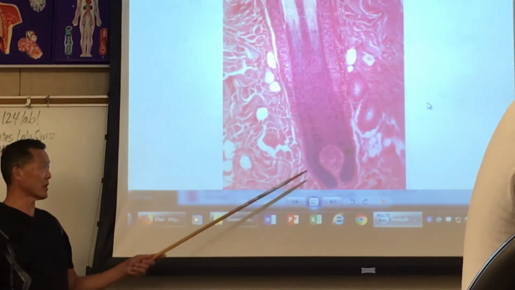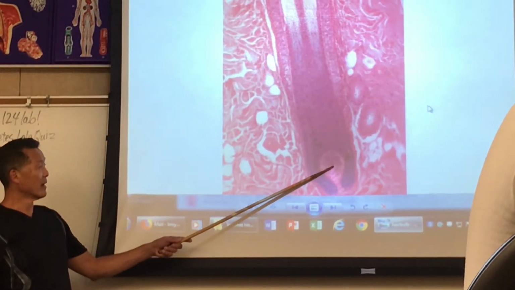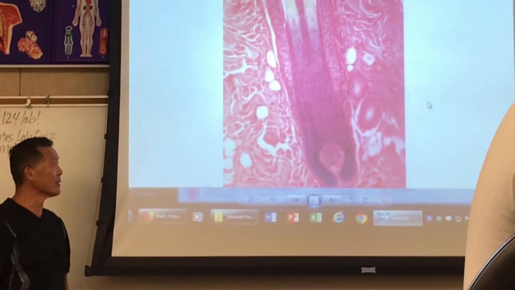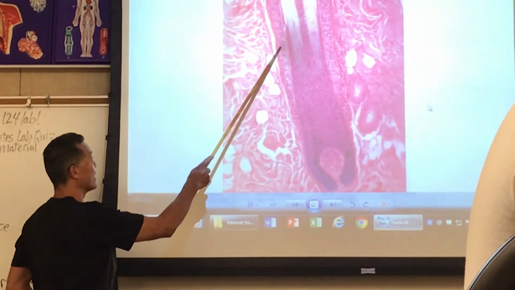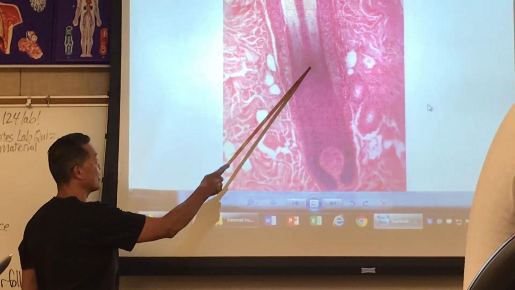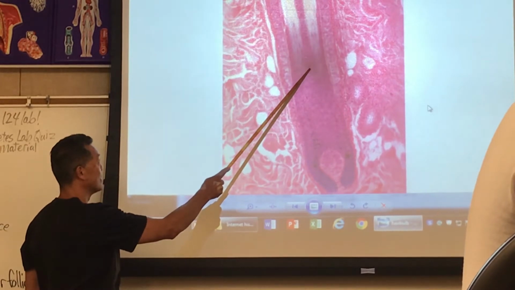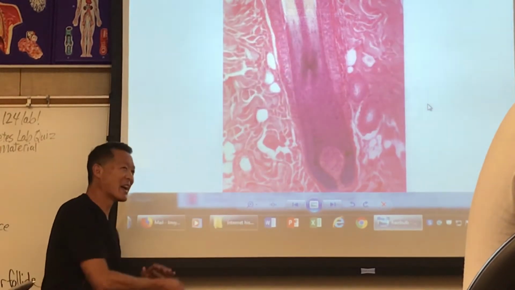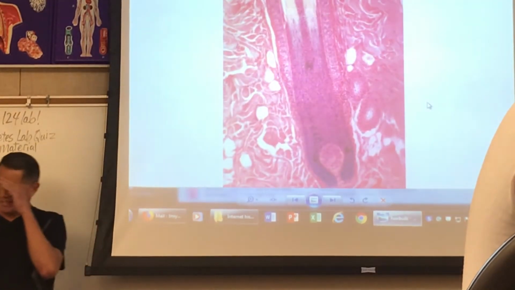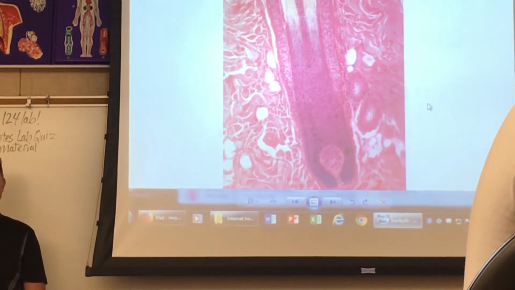What is the name of the structure I'm pointing at? Hair papilla. What is the name of the structure I'm pointing at? Hair follicle. What is the name of the structure I'm pointing at? Hair root. It is hair root because it's attached to the follicle.